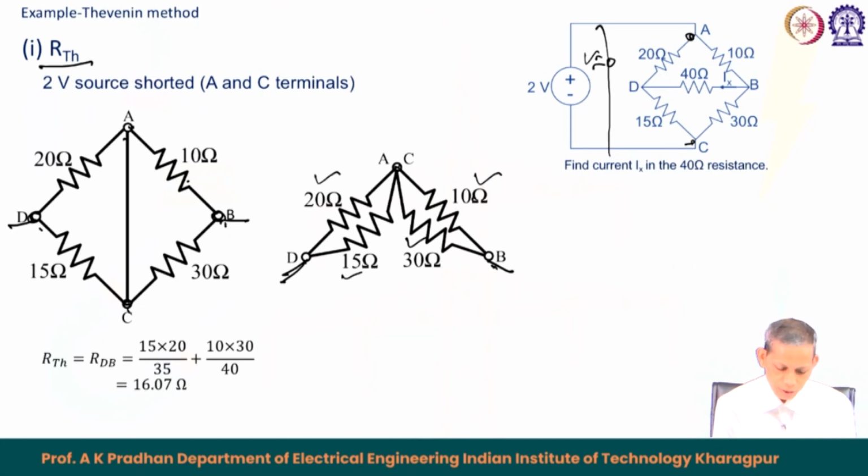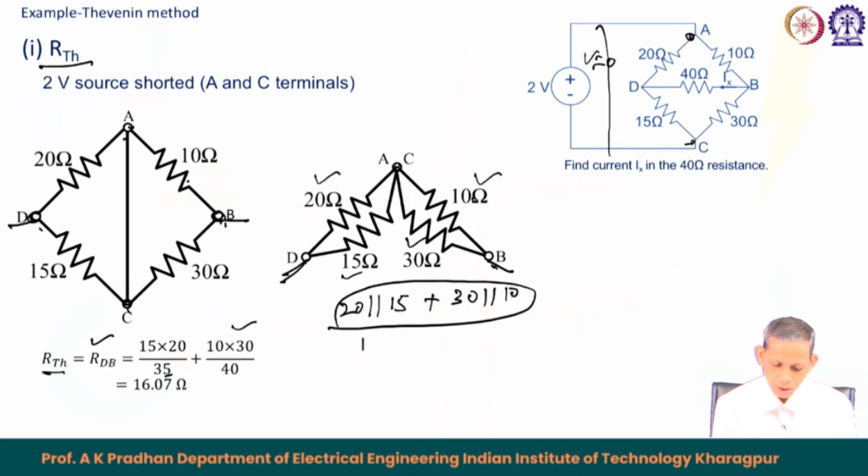So, that results in R t h equals 15 into 20 upon 35 and 15 into 30 upon 40. So, this is the condition: 20 in parallel with 15 and then plus 30 in parallel with 10. So, this is about that R t h between B and D. We got this R t h from this, and it comes out to be 16.07 ohm.